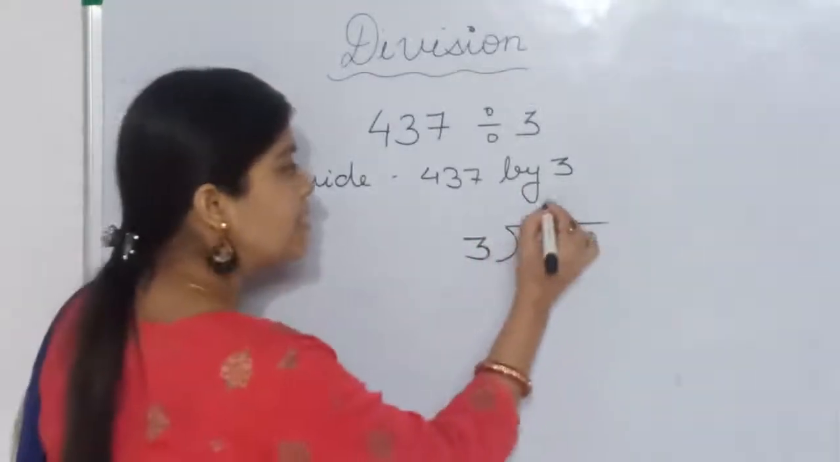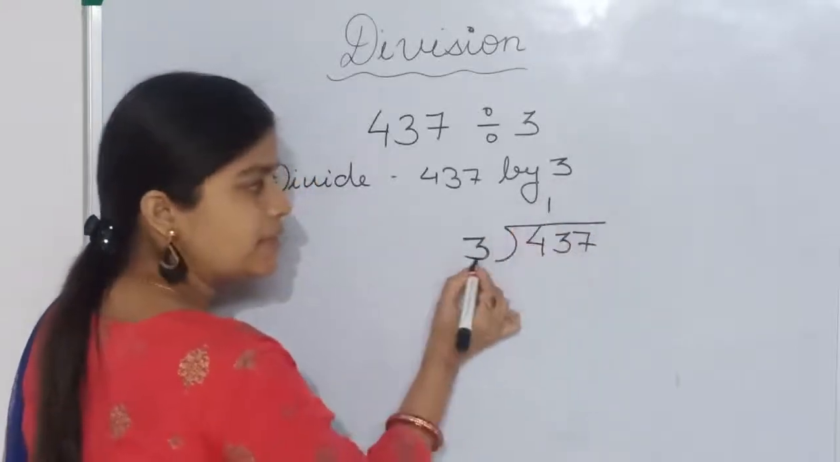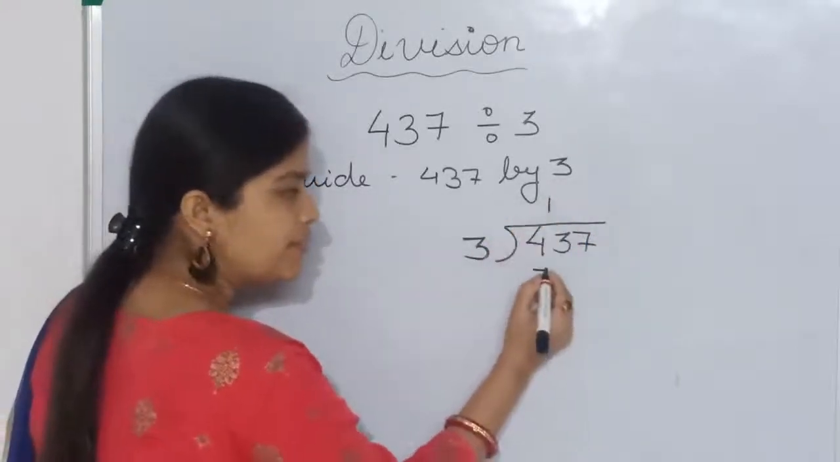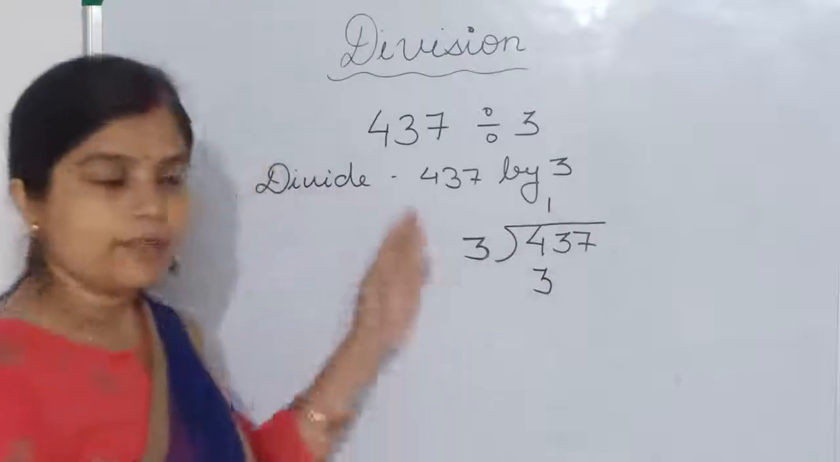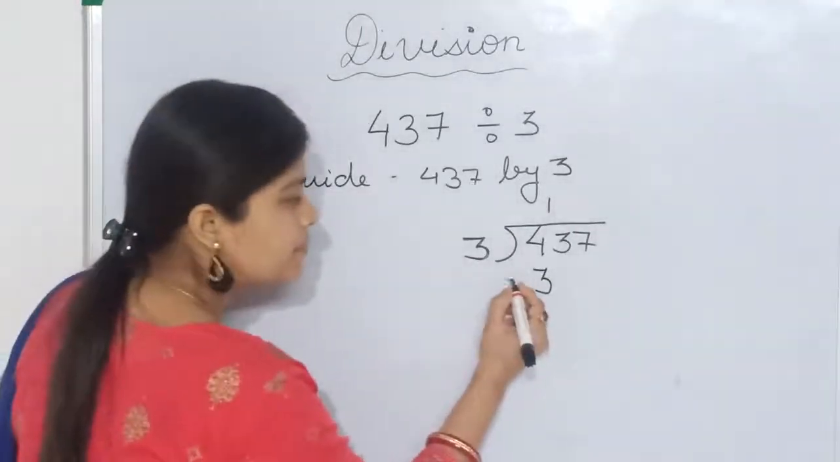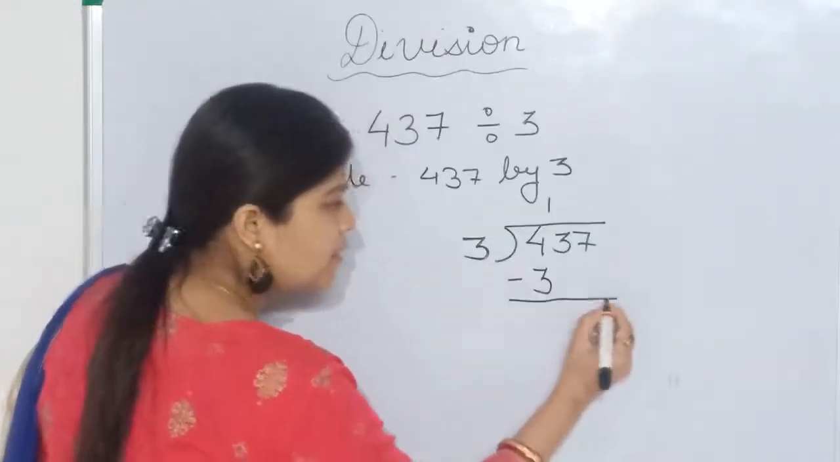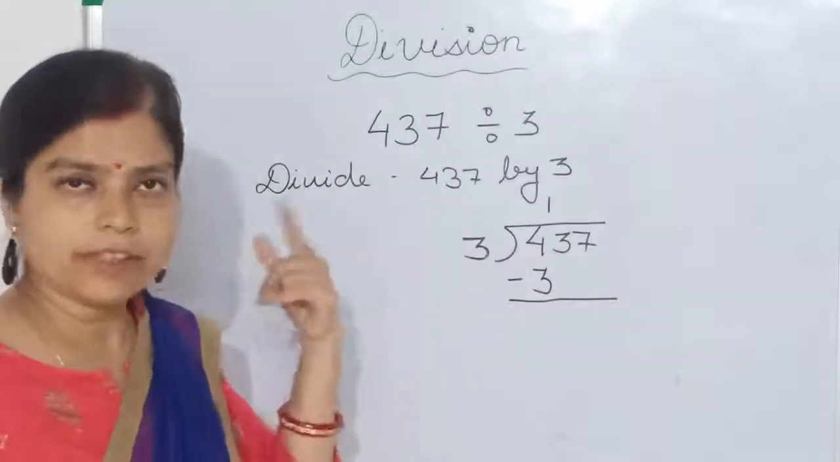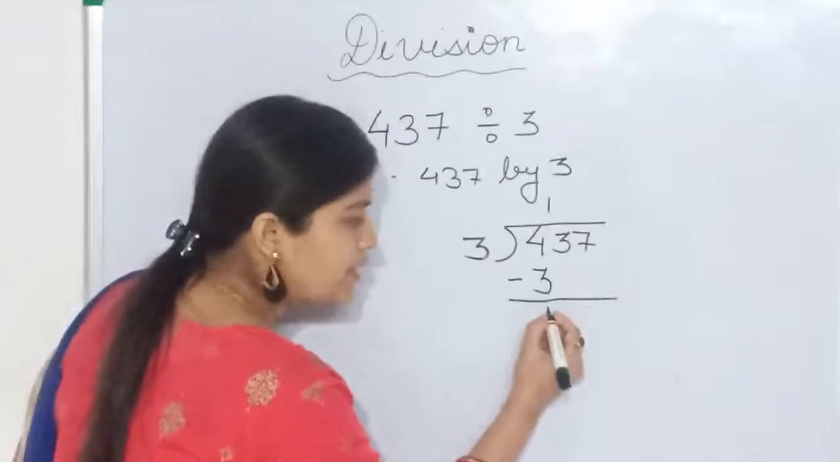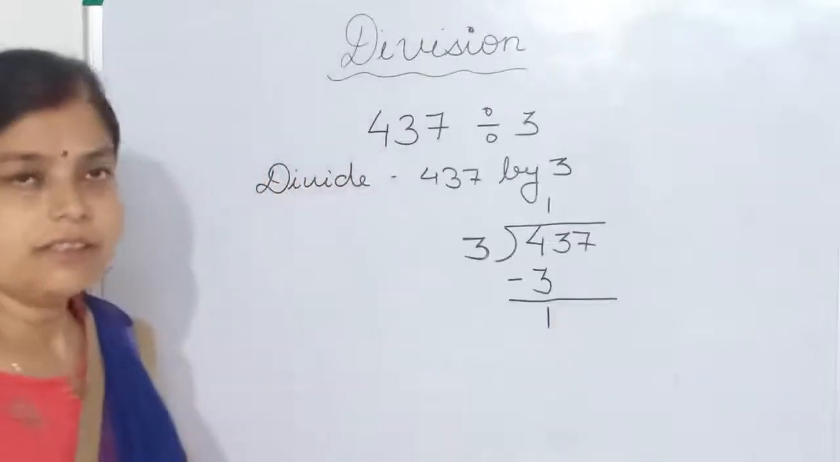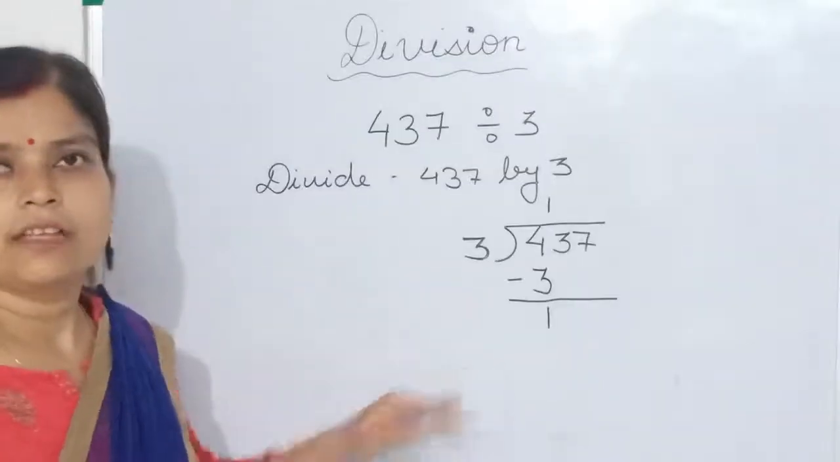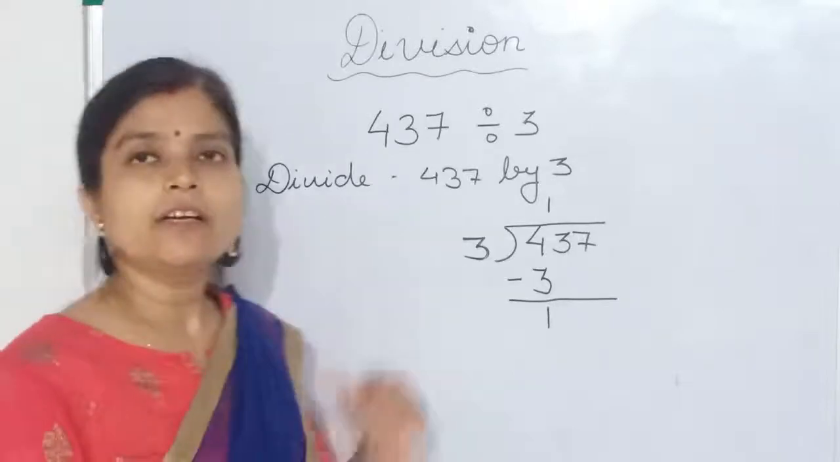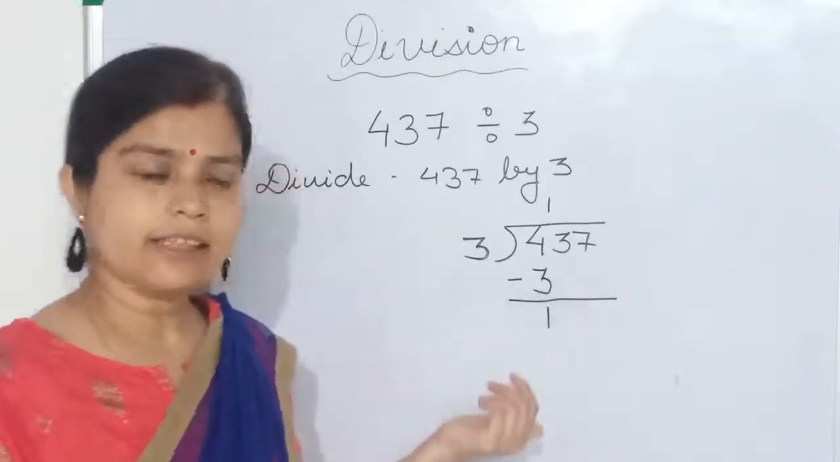So 3 ones are, we will write here 1. Okay, 3 ones are 3. Now we will subtract it from here. 400 minus 300 is equal to 100. So we got a remainder here, 100. After that we will go for tens. Okay, we will start dividing tens.